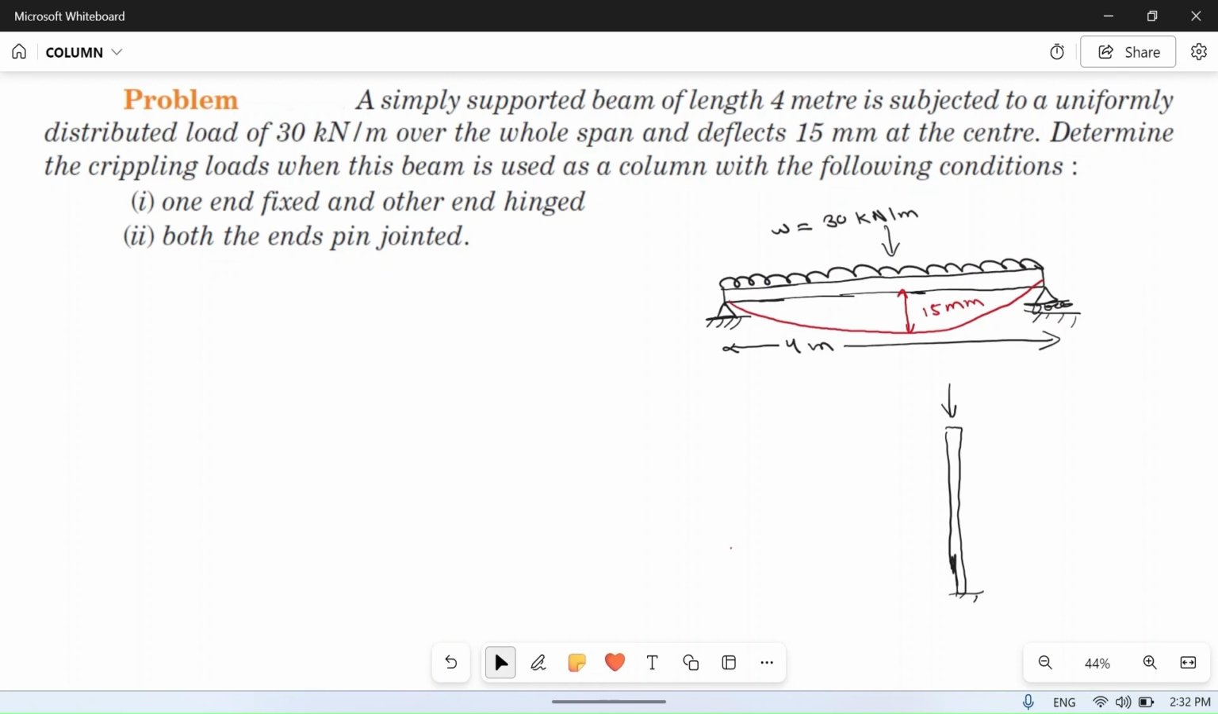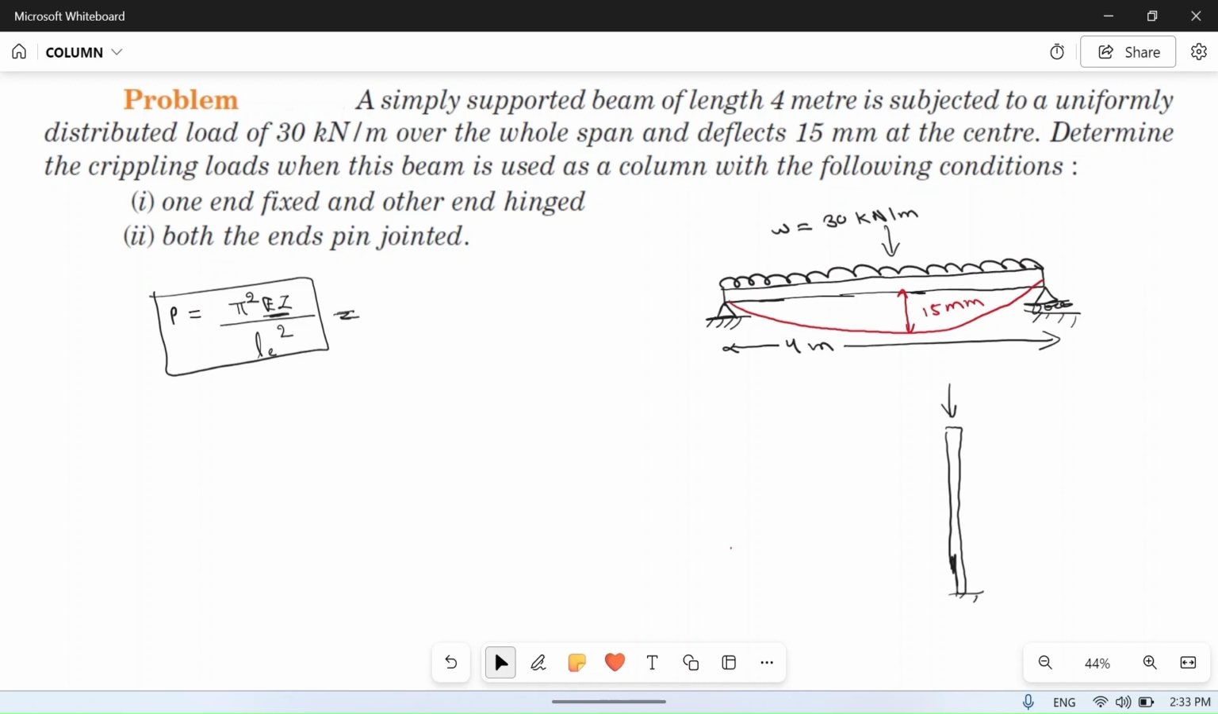As we know, Euler's formula for P crippling or P buckling is pi square EI upon L effective square. Okay, so this is Euler's formula, and if we see carefully, we have not been given the values of E and I, which are constants. The cross section of the beam is not known, so we cannot find the value of I, and the value of E is also not given. The value of L is given, this is the 4 meter normal length, so we have to find the effective length, but the value of EI is not known. So from this beam we can find the value of EI.